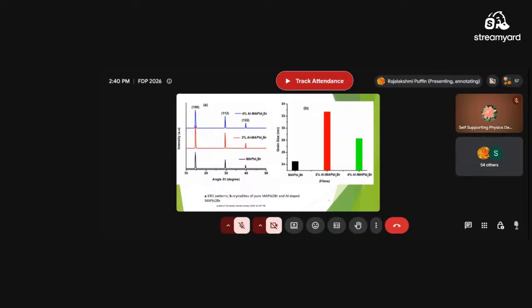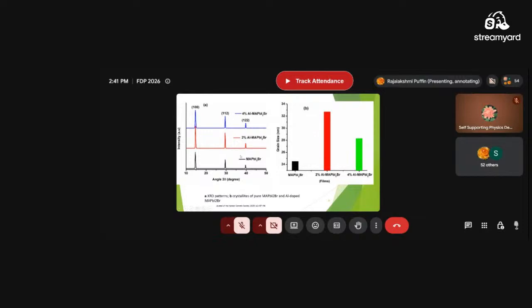And this picture gives information about the grain size and how we have increased it by doping, in nanometers. For the pure material, shown in black, the grain size is almost 24 to 25. But for 2% aluminum doping, we get 32 to 34, so about 33 nanometers. For 4%, it is not enhanced further, but it is almost 29 nanometers.